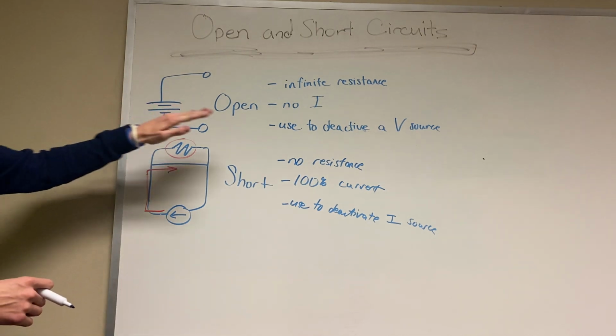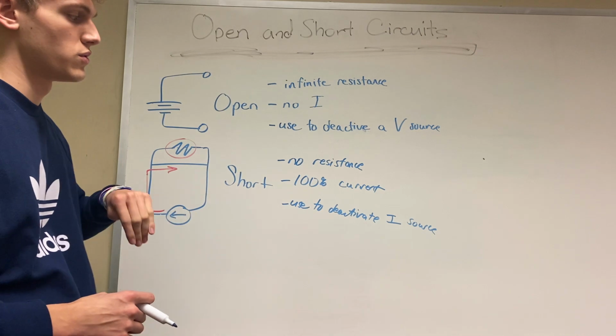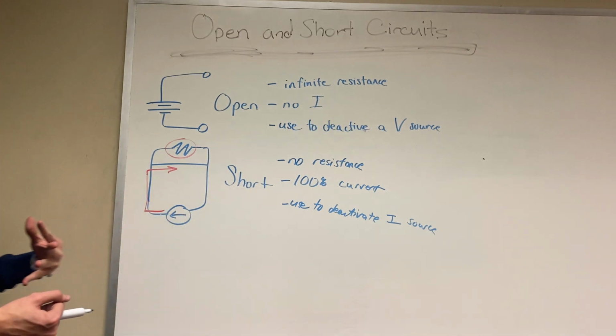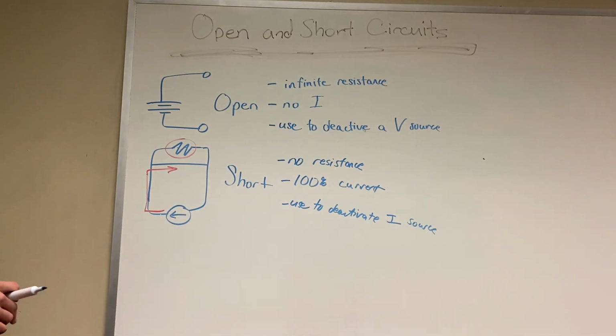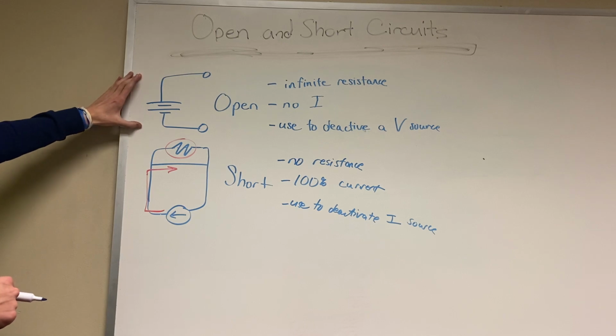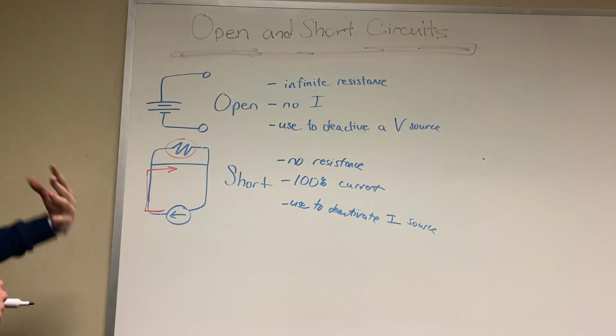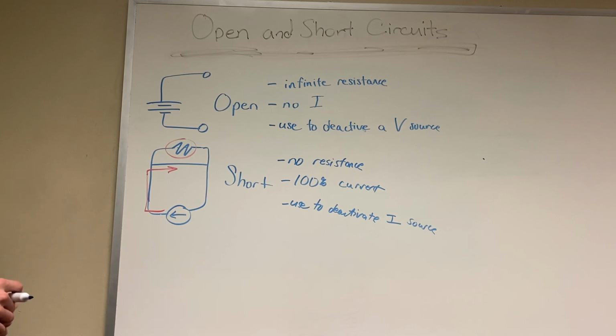And these things, to be able to deactivate, you'd use in larger circuits if you're looking to get rid of the source just to find the resistance or find the opposite I or V. And these are just two clarifying points that you need to understand as you go into larger systems where you might need to actually use these on different equations.